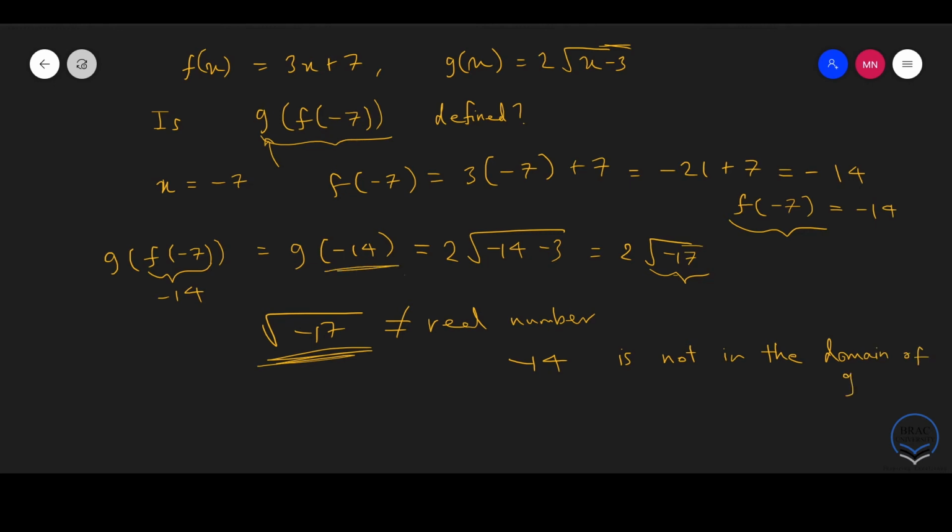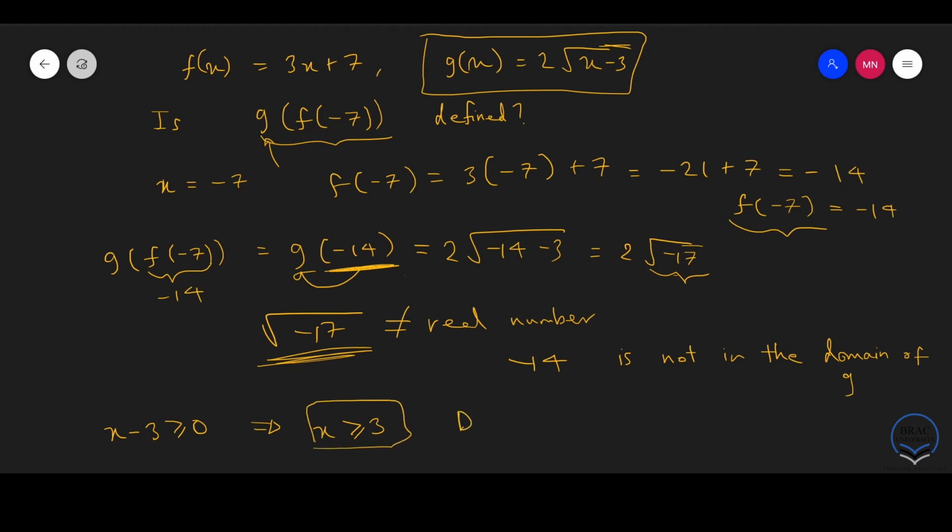Right? So in this case, our input was minus 14, and we can see that minus 14 cannot be in our domain of G. And we can find the domain of G of x, right? So we have the square root of x minus 3, and if we take a look at the argument of our square root, we see that our argument is x minus 3, and we know that the argument has to be non-negative, meaning it has to be greater than or equal to 0, and from this we can see that x has to be greater than or equal to 3, right? We just add 3 on both sides to get this.